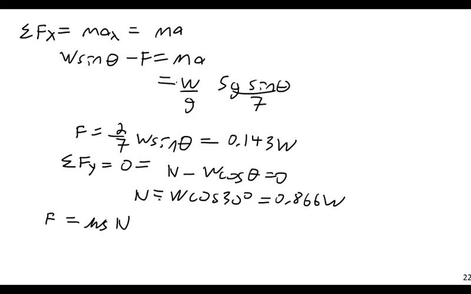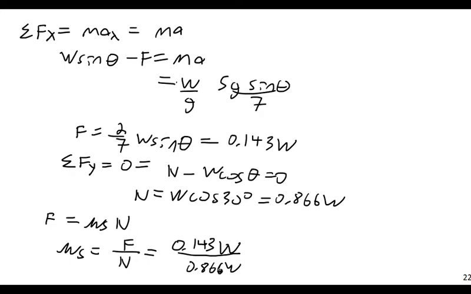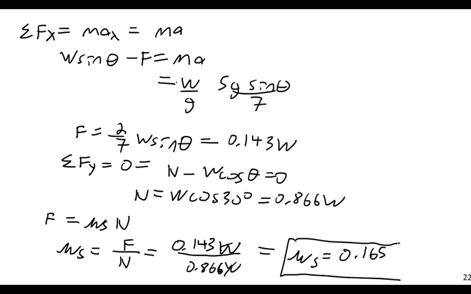So putting this in for this and this in for this, I can get that mu static is equal to F, the frictional force, divided by the normal force, N. So 0.143 W. Thankfully my weight cancels out because I don't know the weight of this thing. Divided by 0.866 W. Weight cancels out, and I get that mu static is equal to 0.165.